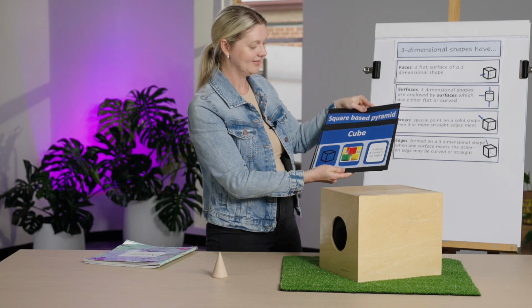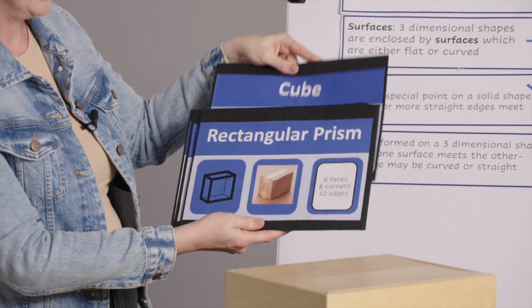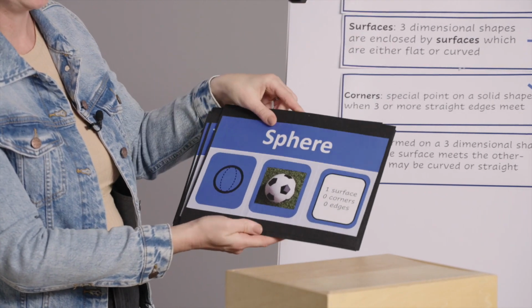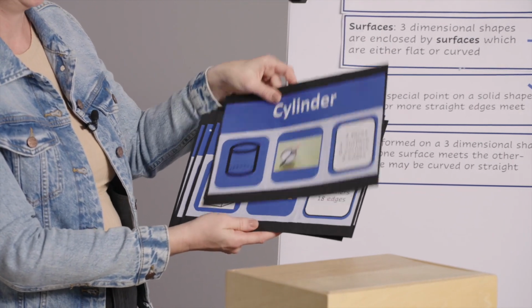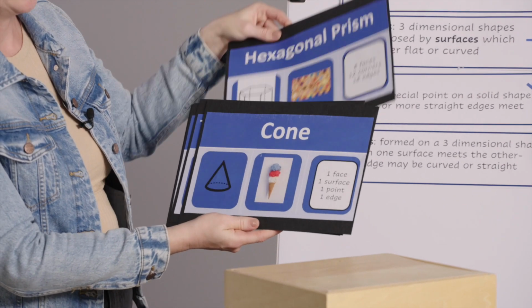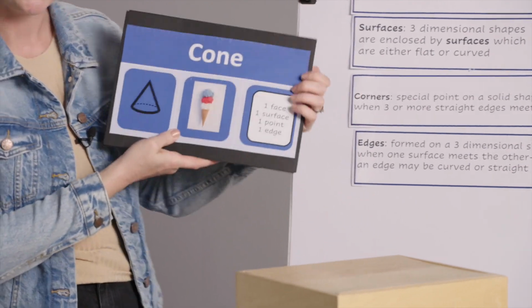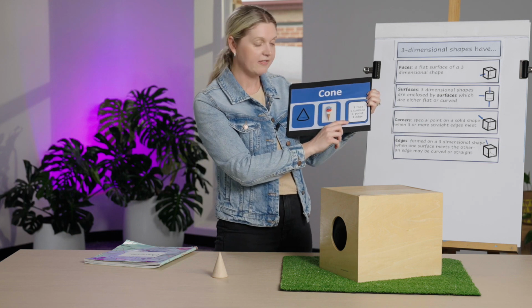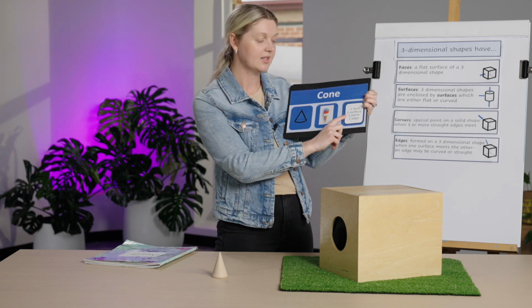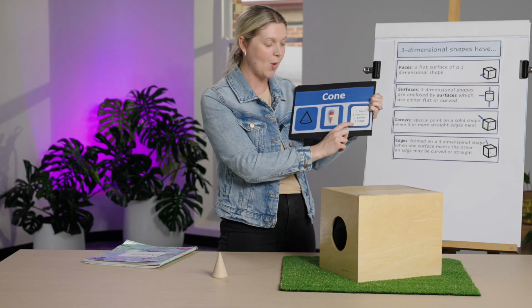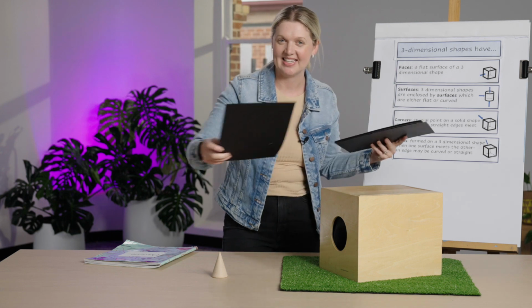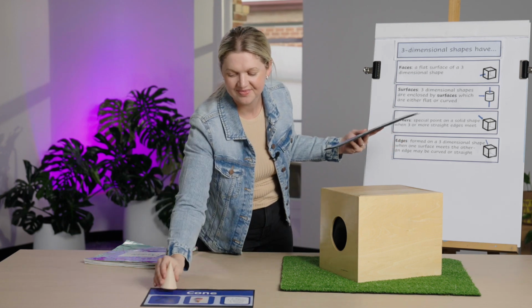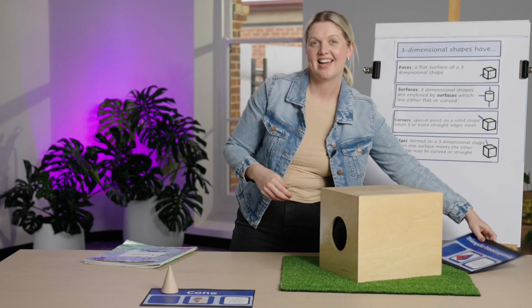Not that one. Not that one. It's not a sphere. Here it is, a cone. It has one face, one surface, one point, and one edge. Let's put that here. Okay, let's try another.